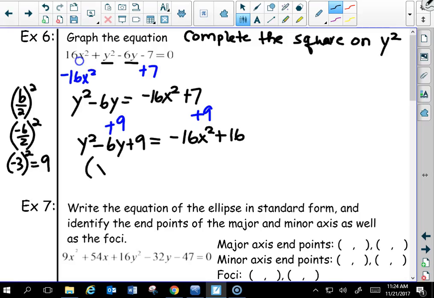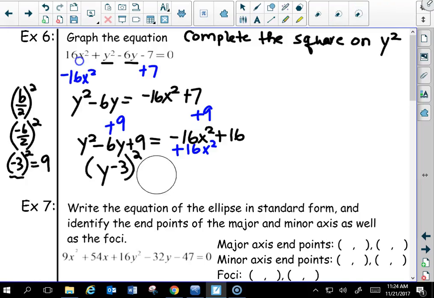I'm going to rewrite that as y minus 3 all squared. That's why I like to hang on to that negative 3. And I'm going to also move over the 16x squared. The reason I'm moving that over and not the 16 is I need a number 1 on the right-hand side for my standard form. So that gives plus 16x squared equals 16.